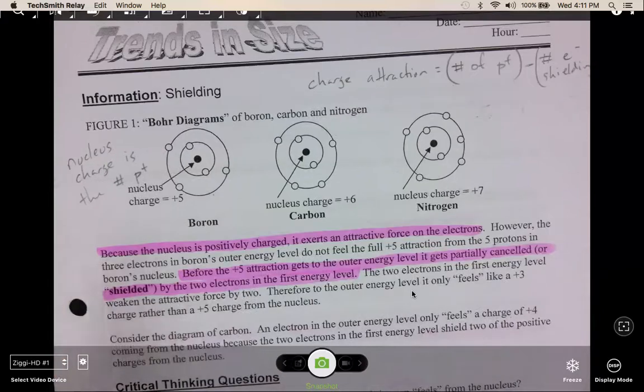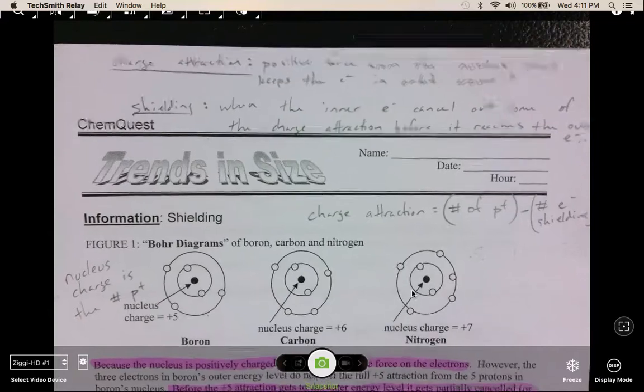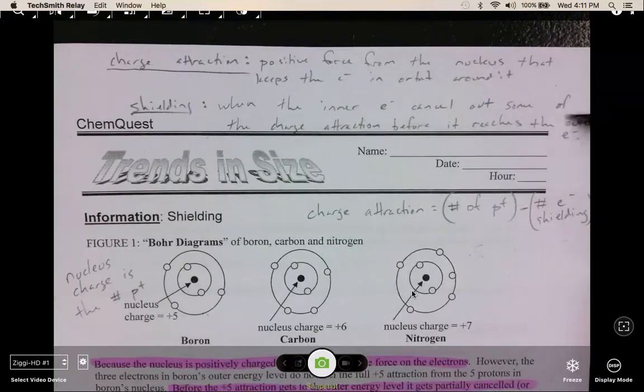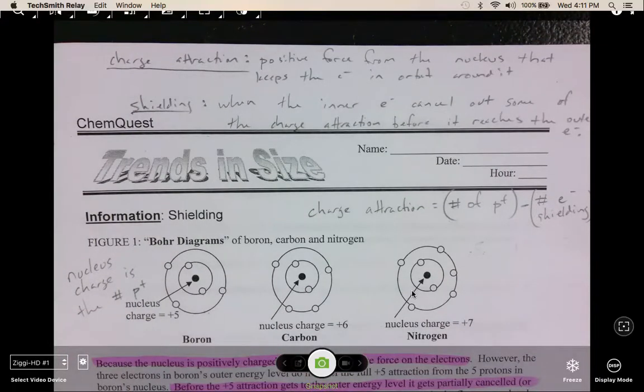So next you would notice that the first sentence is underlined. So the first sentence, this is your definition for charge attraction. So everyone should write down charge attraction and shielding onto their definition sheets. You can pause it now to write them down. But charge attraction is the positive force from the nucleus that keeps all of the electrons in orbit around it. We talked about this earlier, I just never gave it a name. Shielding is when we have inner electrons blocking out some of the charge attraction before it reaches the outer electrons.